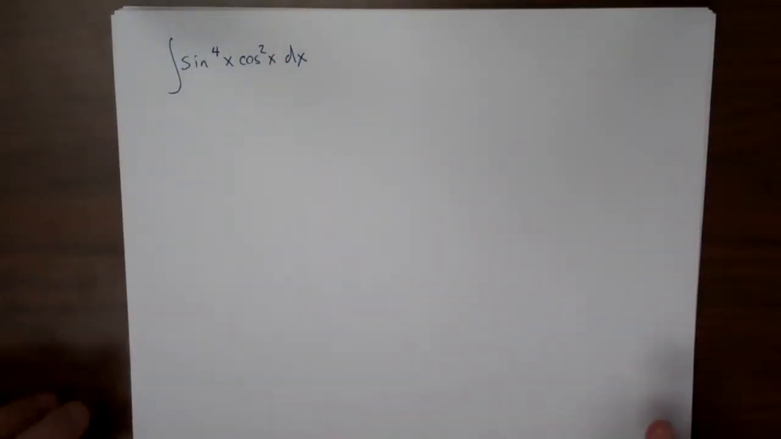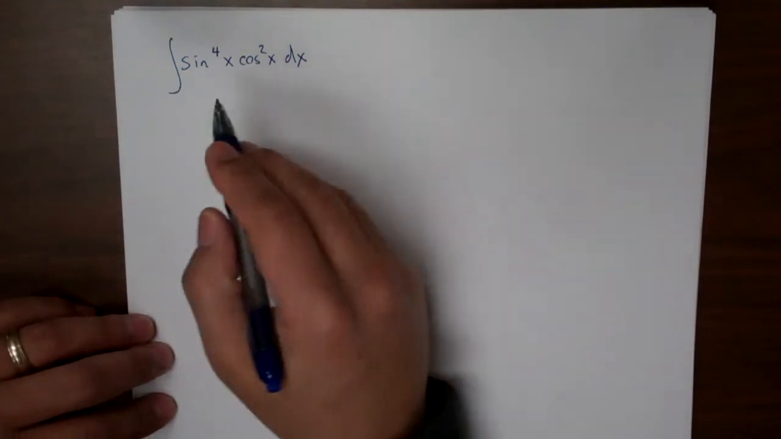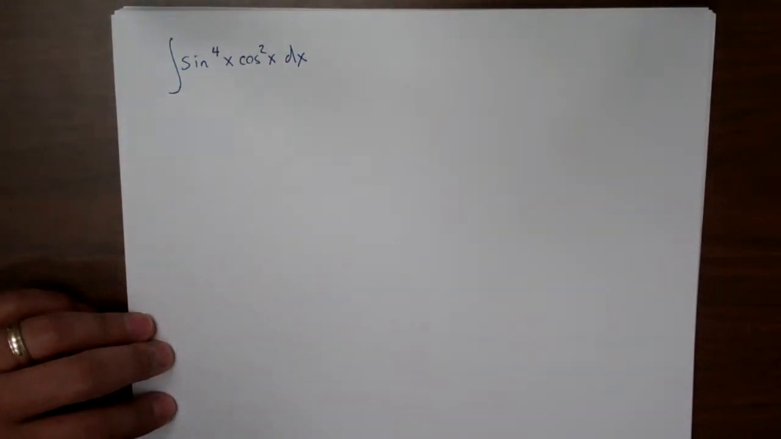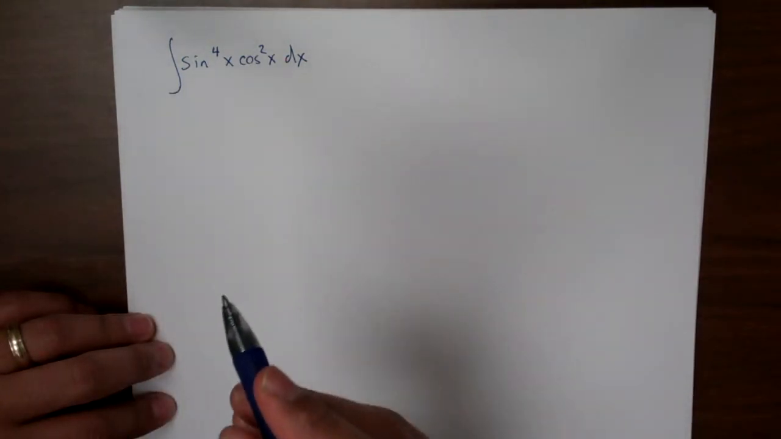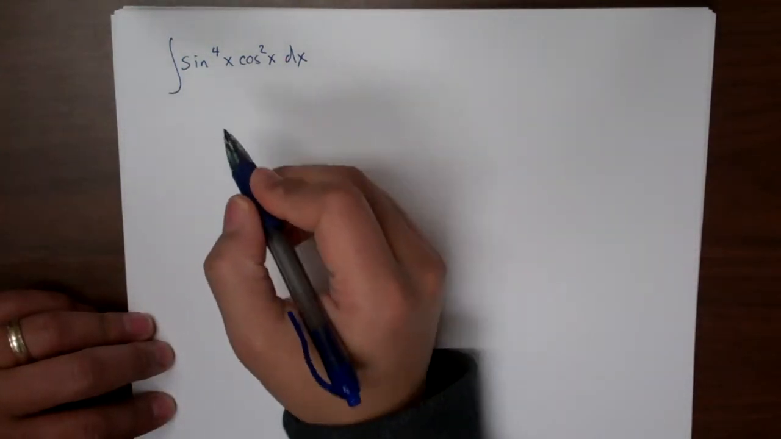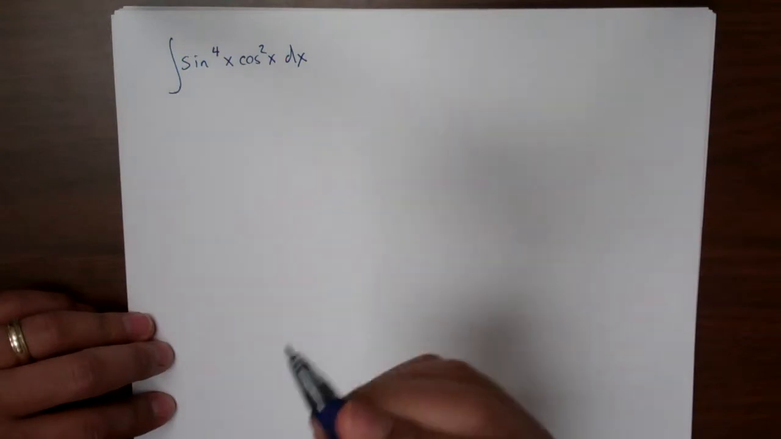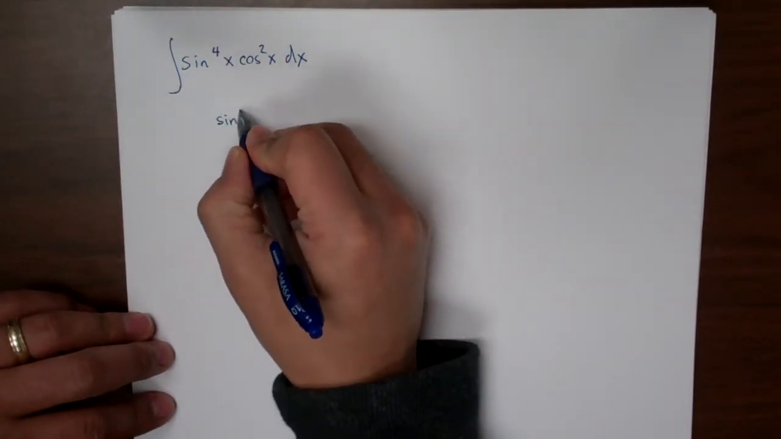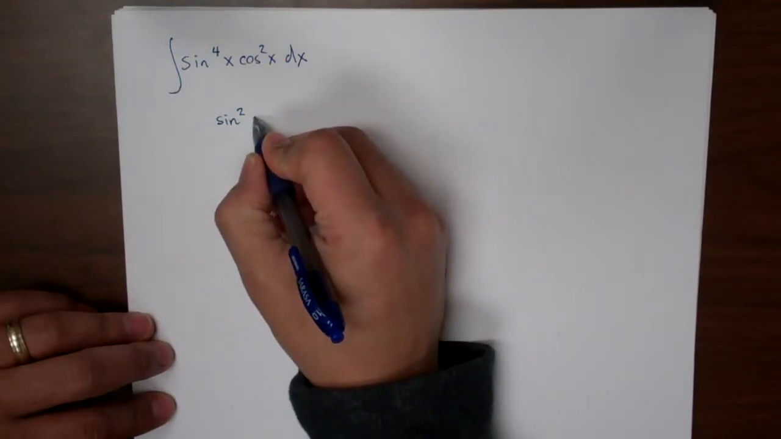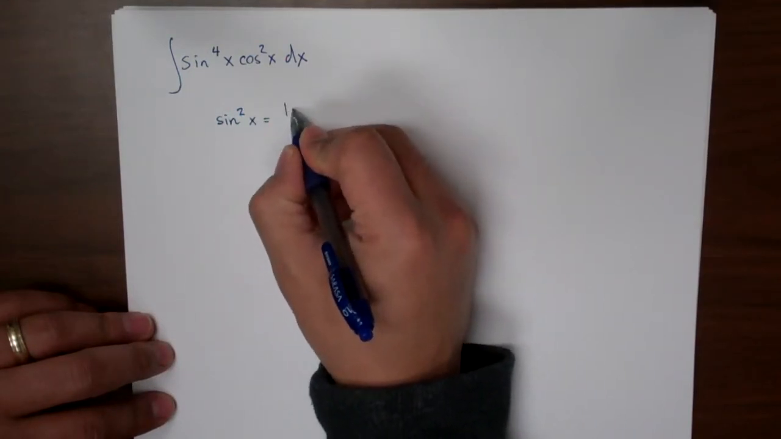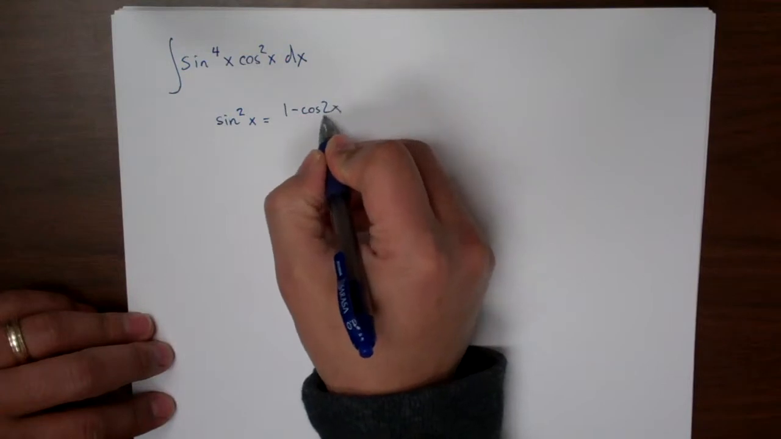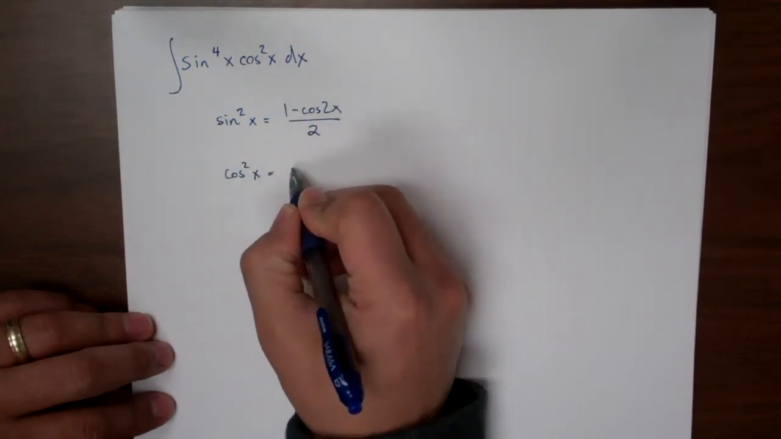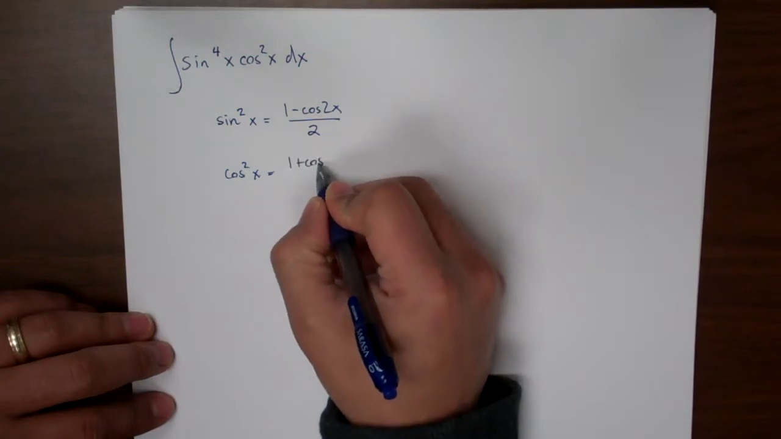Let's take a look at an example where we're integrating powers of trig functions where the exponents are both even. If they're both odd, we have the strategy of moving all but one to the other so that we make a nice u-substitution. Here we don't have that luxury, but we're going to use these identities: sine squared can be written as 1 minus cosine 2x over 2, and cosine squared can be written as 1 plus cosine of 2x over 2.